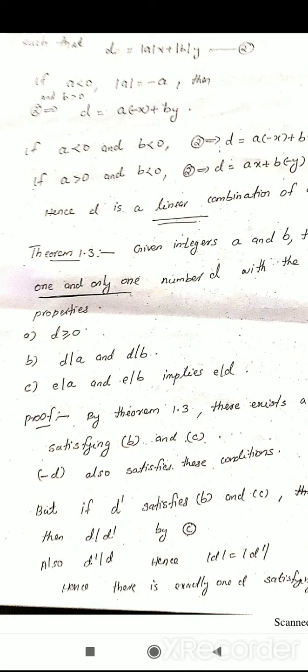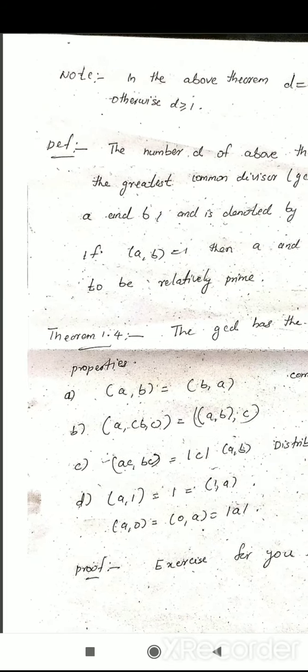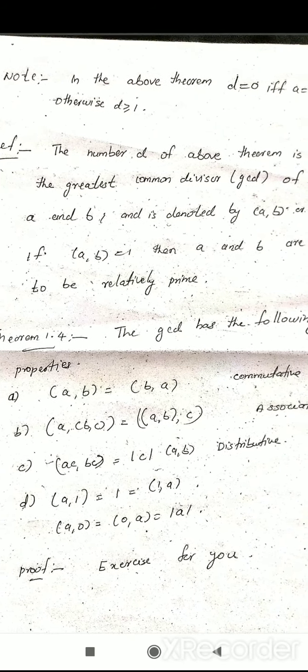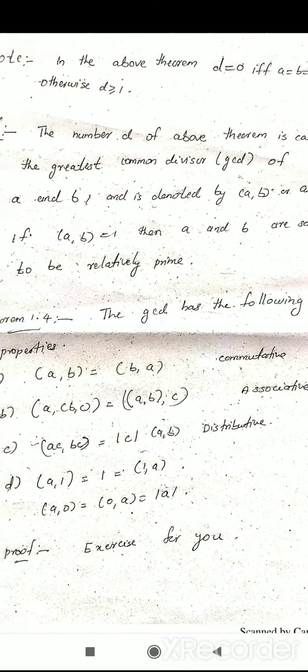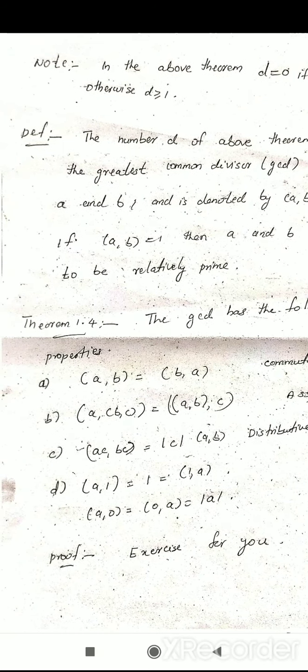Whenever D' satisfies B and C, then |D| = D'. That is, D = plus or minus D'. Hence only the non-negative D is unique. There is exactly one number D satisfying B and C. Also, D = 0 if and only if A and B are 0. In all other cases, D is greater than or equal to 1.